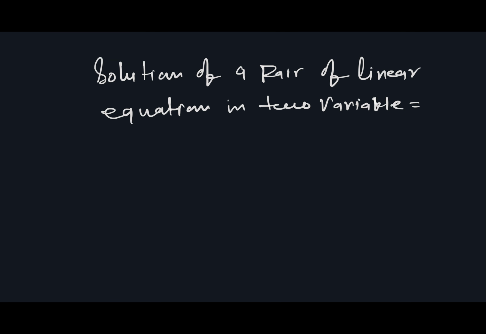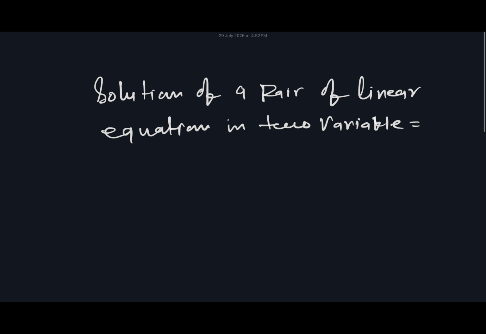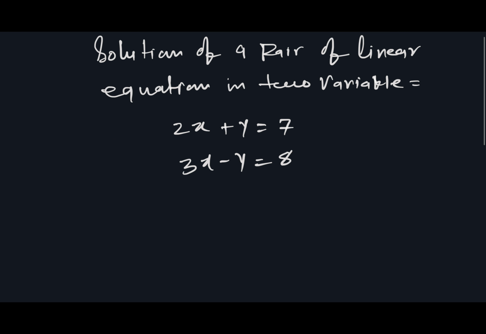Hello everyone. Today we will learn how to solve a pair of linear equations in two variables. What does it mean? It means we have two linear equations with two variables, like 2x plus y is equal to 7 and another linear equation 3x minus y is equal to 8. So we have two linear equations, equation 1 and equation 2. We need to solve them.